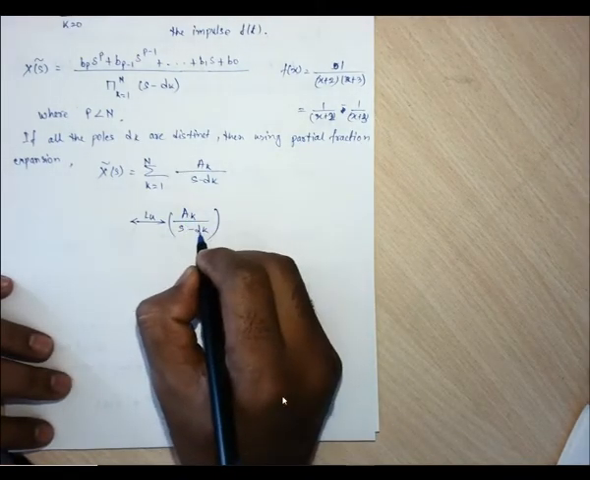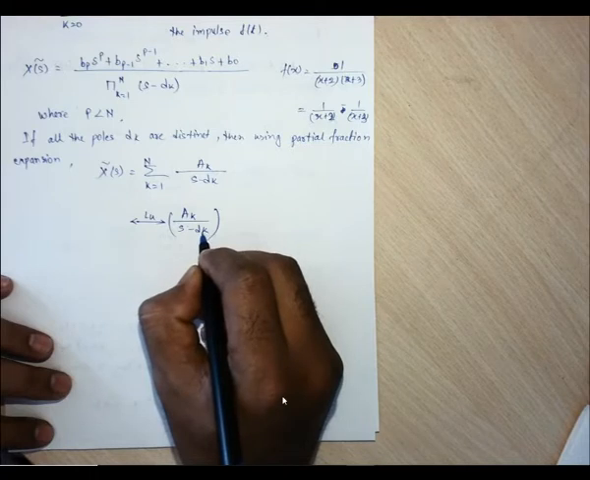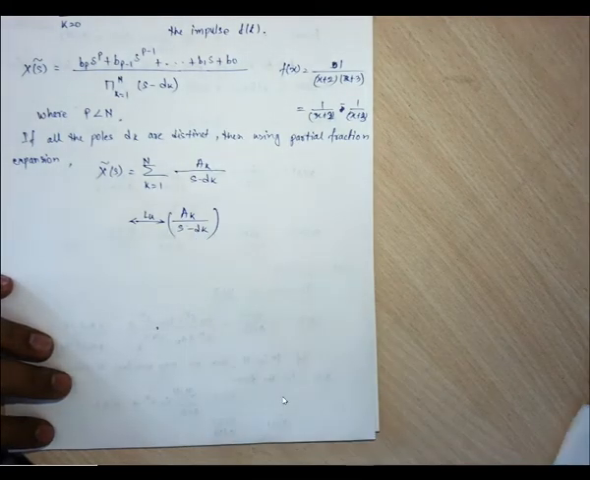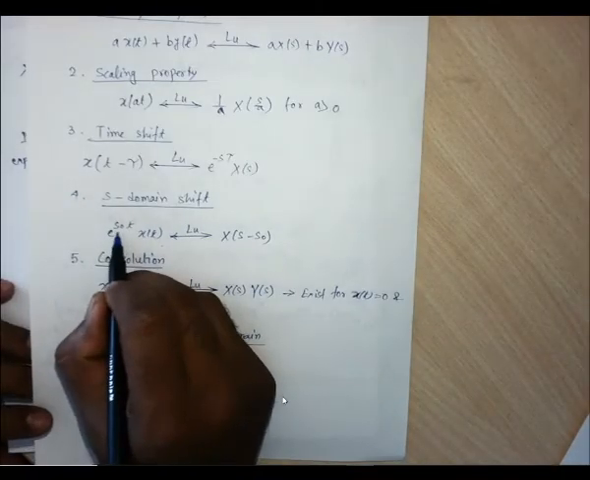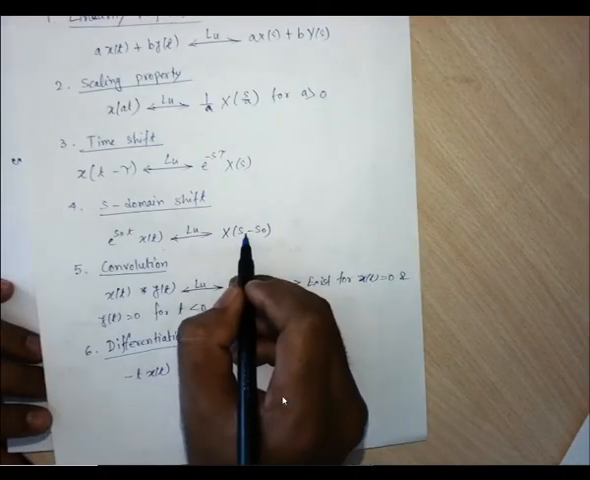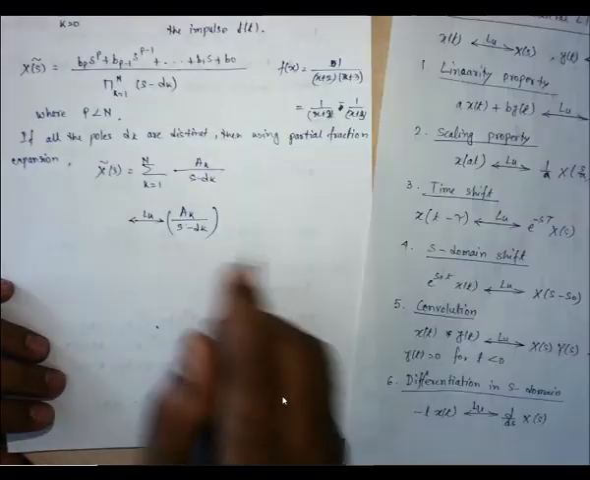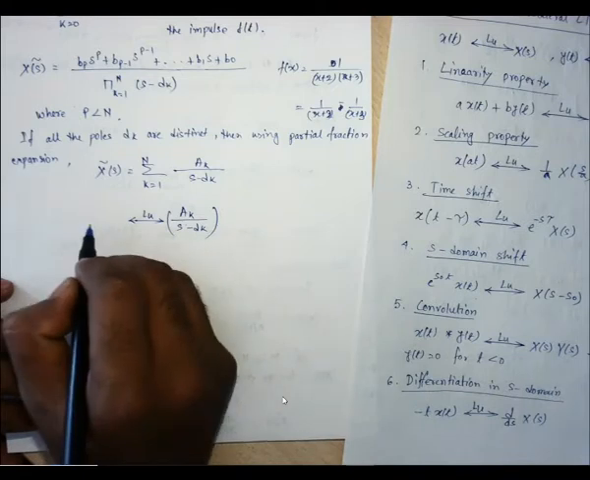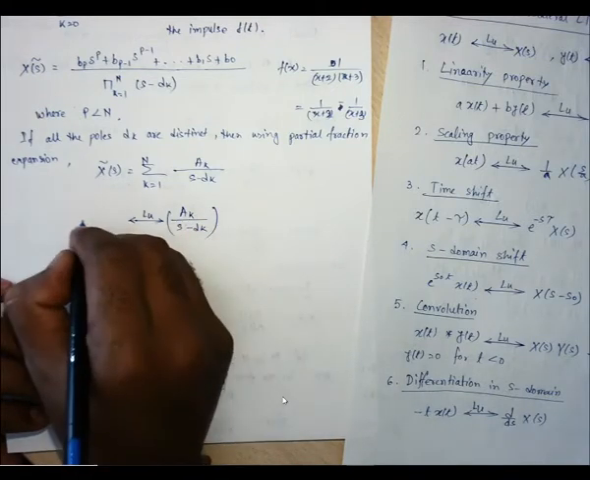So this s minus s naught, if s minus s naught is coming in the Laplace transformation, it is due to some exponential term in the time domain. This exponential term in the time domain will result in some shifting in the s domain. As we are getting some shifting in the s domain, obviously an exponential term will come.